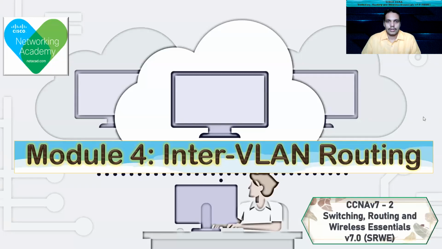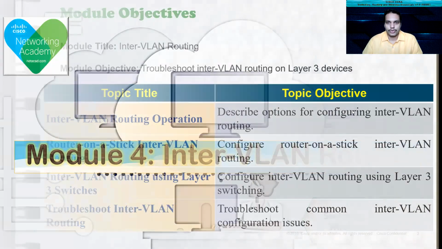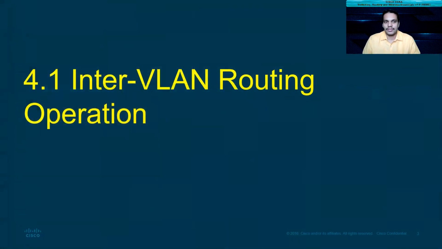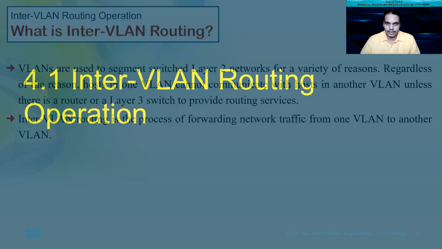So what we are going to cover in this module: why do we need inter-VLAN routing operation? What do we mean by the router on a stick inter-VLAN configuration? How do you do inter-VLAN routing using layer 3 switches? And finally, what are the different ways through which we can troubleshoot inter-VLAN routing? Okay, so let's start with the first one, inter-VLAN routing operation.